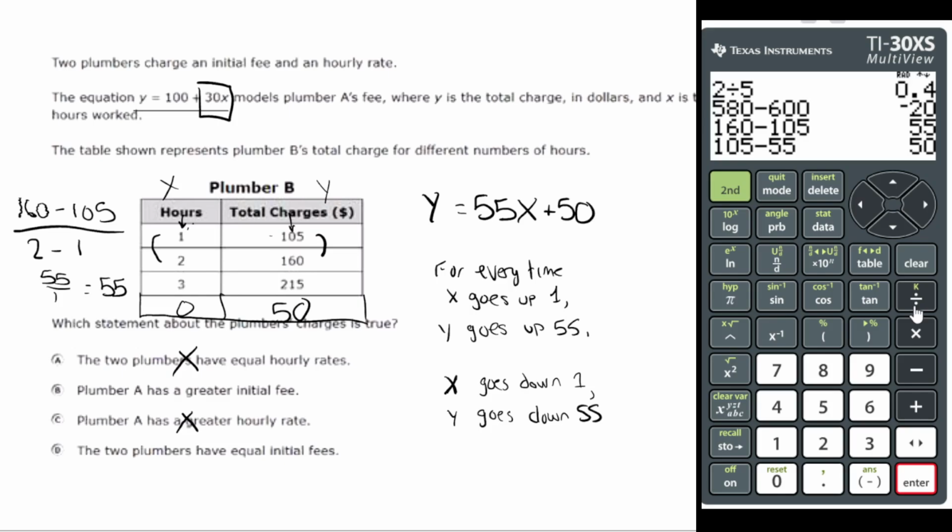So now let's compare that. Plumber A, their starting value is 100. Plumber B is 50. That means that plumber A has a greater initial fee. And that's our answer.